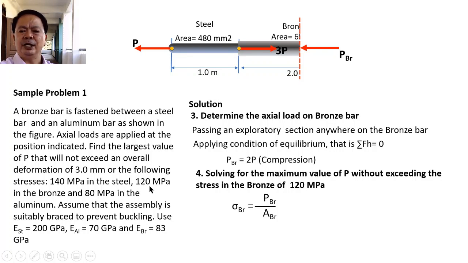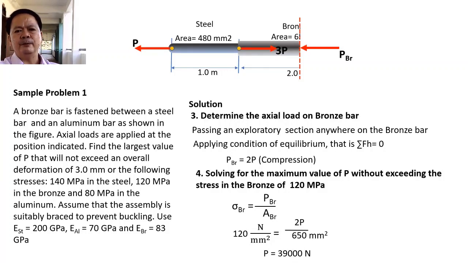So if the values are substituted in the formula, stress in the bronze is equal to 120, there is 2P as the internal force acting on the bronze, and the cross-sectional area of the bronze is 650 square millimeter. Again, from here, square millimeter will cancel, and P can be computed in terms of Newton, and we shall have here P equal to 39,000 Newton.